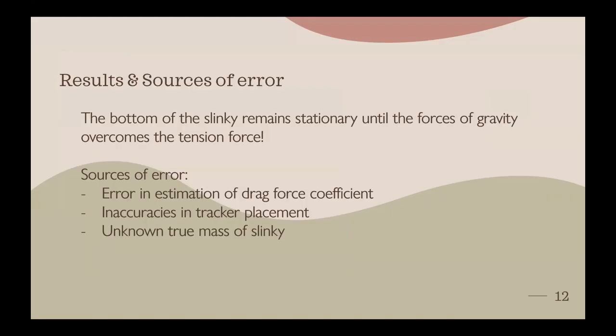And so, in conclusion, the bottom of the slinky remains stationary until the force of gravity overcomes the tension force. Some sources of error could be errors in estimation of the drag force coefficient B, inaccuracies in Tracker placement, and the fact that we didn't actually know the true mass of the slinky.